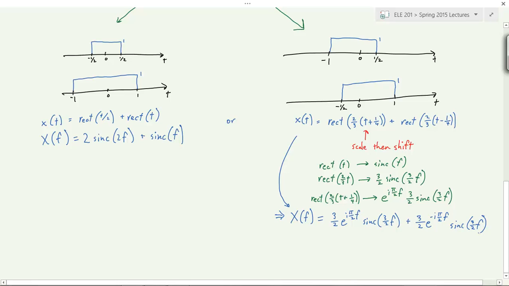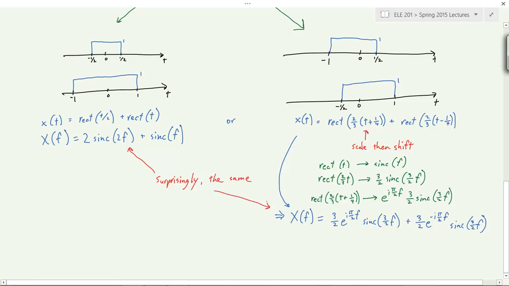Two different ways to arrive at the same thing. But these aren't the same, right? We have two completely different formulas for the Fourier transform. So surprisingly, these are actually the same thing. This here and this here are the same. Of course, checking that they're the same takes a little bit of work.